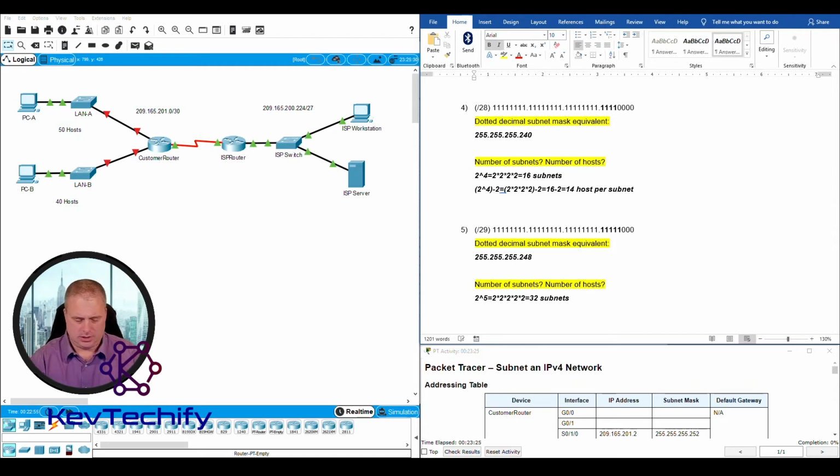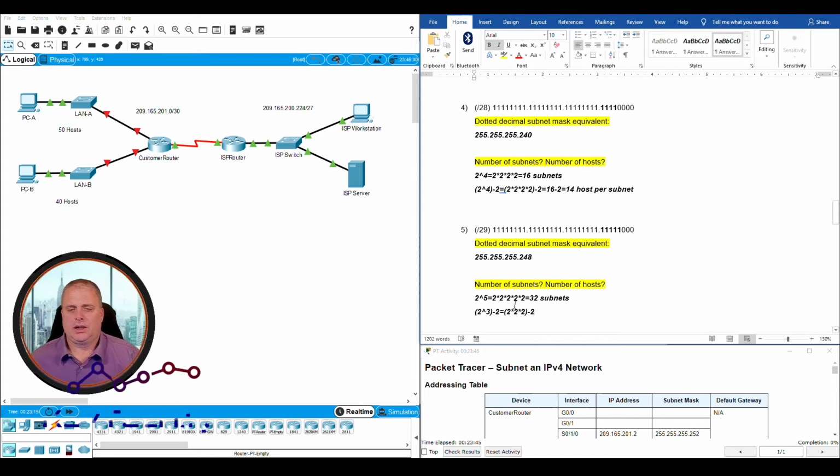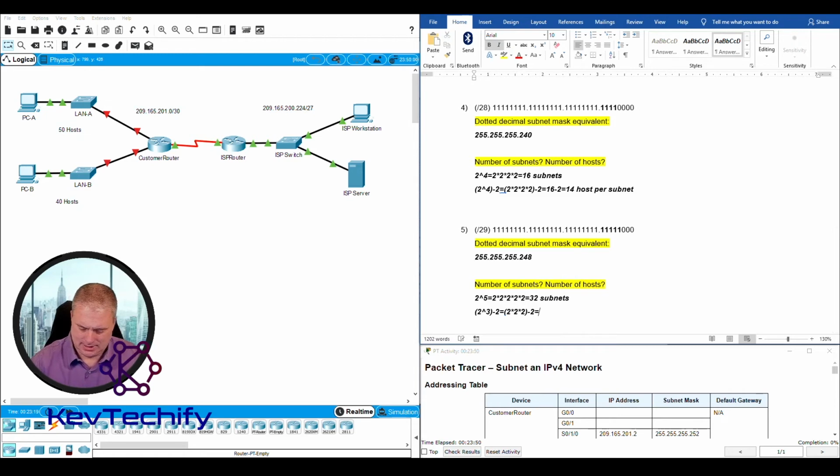Number of hosts. That is 2 to the number of bits in the host portion. We borrowed 5. That gives us 3 remaining. 2 to the 3rd. Can't use the first one. Can't use the last one. So we subtract 2 off. That gives us 2 times 2 times 2 minus 2. 2 times 2 is 4. Times 2 is 8. 8 minus 2. That gives us 6 hosts per subnet.